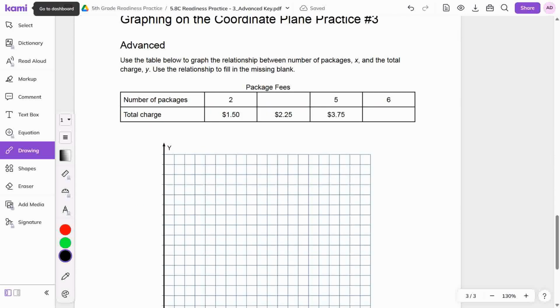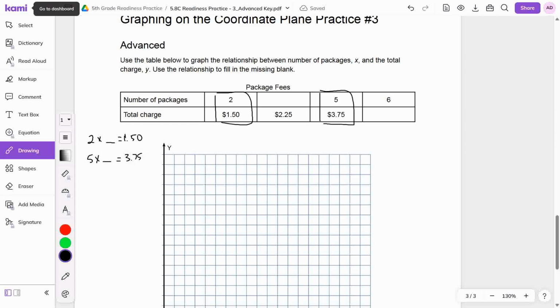All right, now we've got a table here, and it's kind of filled out. We need to fill out the rest of the table, and then we're going to graph it. So we've got two of these that we can use to figure out what our rule is. It's these two. So 2, and I'm going to assume they're multiplication because typically when they get really large like that, they're going to multiply rather than add. So 2 times what makes $1.50? That's what we're thinking. And then 5 times that same thing should equal 3.75.